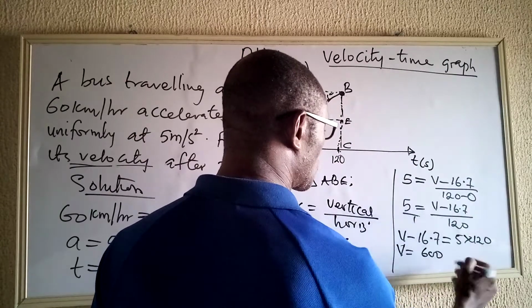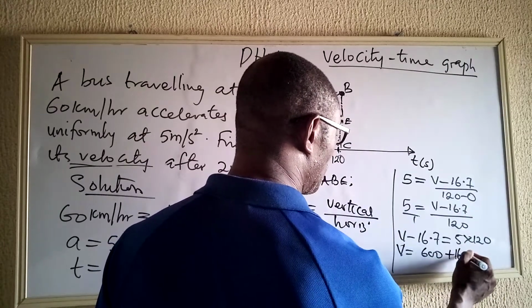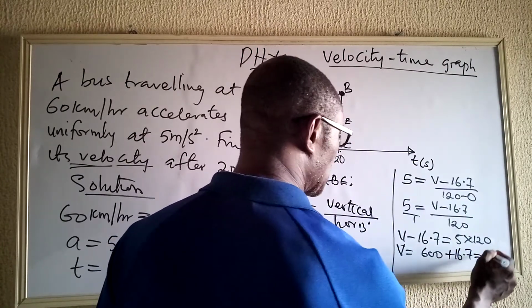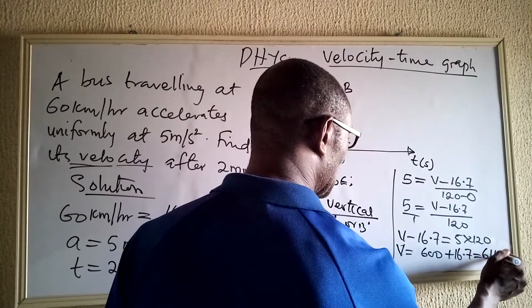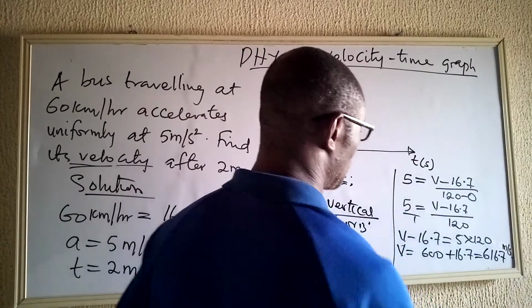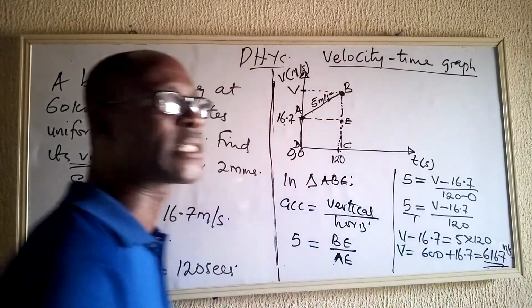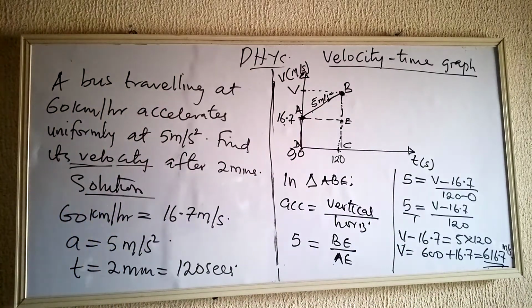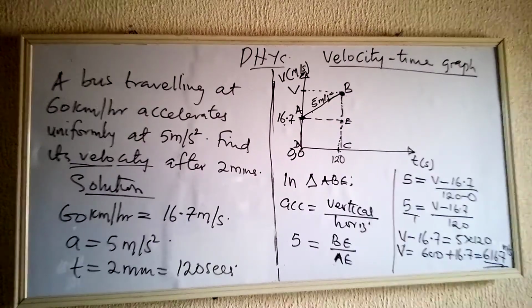So V will be 5 times 120, which is 600, minus 16.7 crosses, it becomes plus 16.7. When you add up, it will give you 616.7 meters per second. You can see it gives us the same value we got when we used equation of motion. You go and check the previous lecture on equation of motion. So that is it.